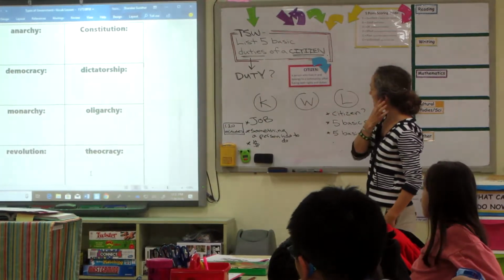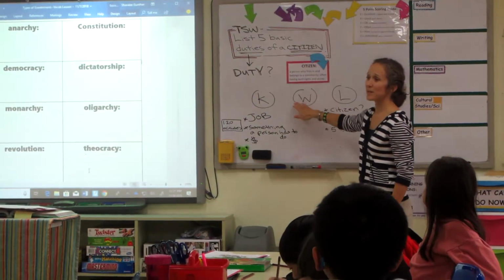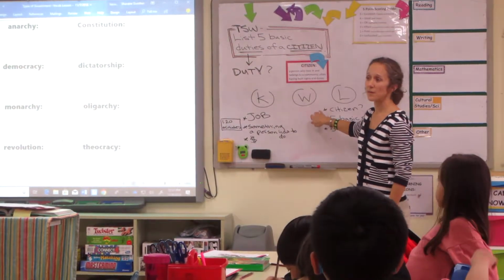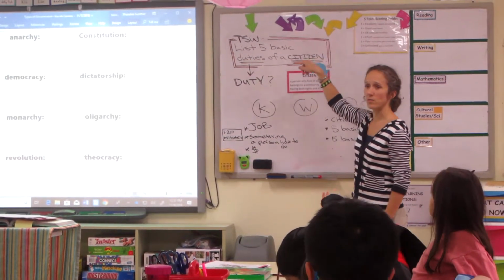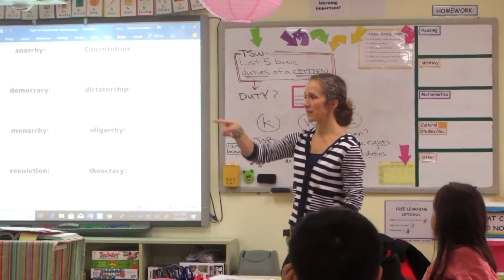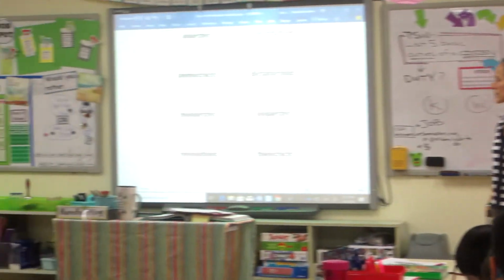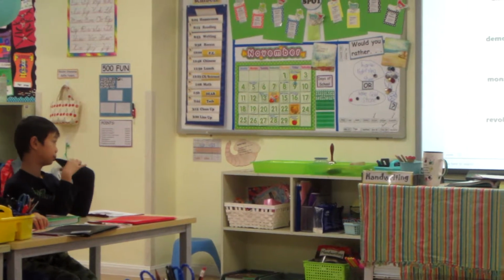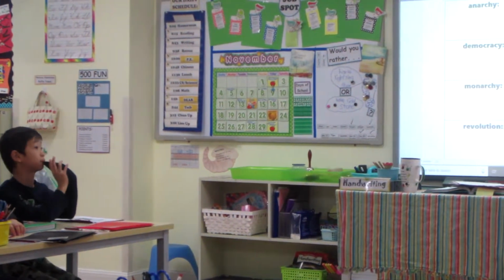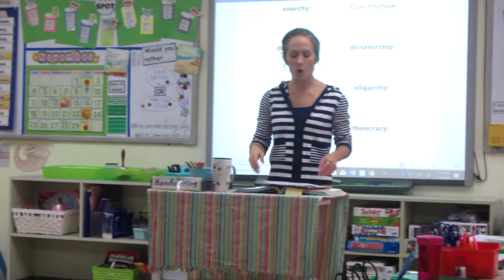Before we move into our lesson, what are the things that we know that we need to learn? So W is want to know. What do we already know that we want to know according to our goal? What do we want to know? Ethan. So what are the 5 basic duties that we say there? Yeah, so that's what we're looking for, and we're going to actually list those things that a citizen needs to do. So go ahead and open your books.